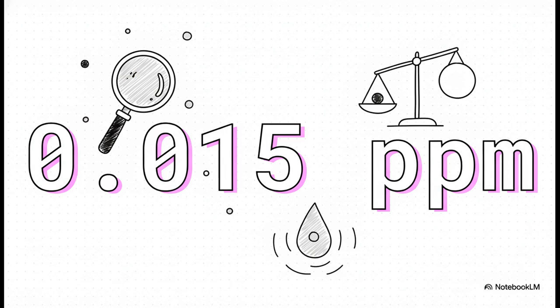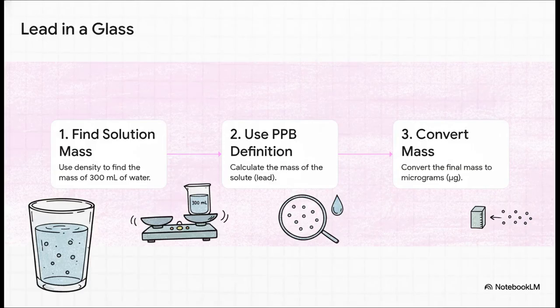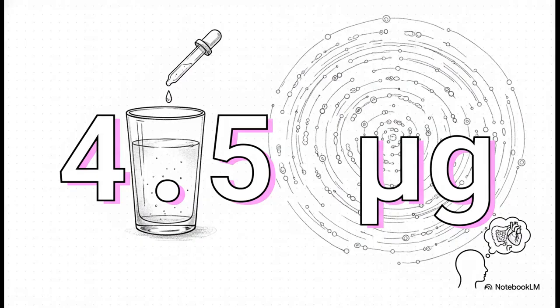So let's try to make it a bit more real. So what does that actually mean? Let's say you have a normal 300 milliliter glass of water. How much physical lead are we talking about? Well, we can figure it out. First, we'll find the mass of the water. Then, we can use that 15 ppb number to calculate the mass of the lead inside it. And finally, we'll convert that into a unit that's a little easier to understand. And here it is. That EPA action level of 15 ppb works out to just 4.5 micrograms of lead in that entire glass of water. To put that in perspective, a microgram is 1/1,000,000th of a gram. That is how incredibly small a concentration can be and still be critically important for our health.